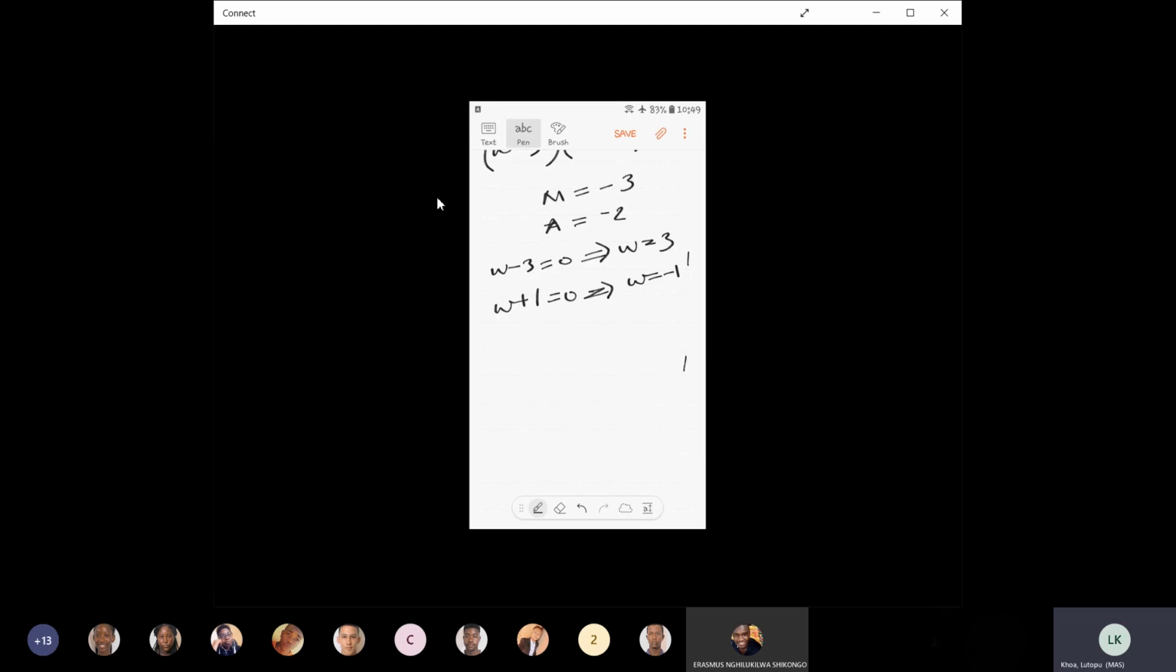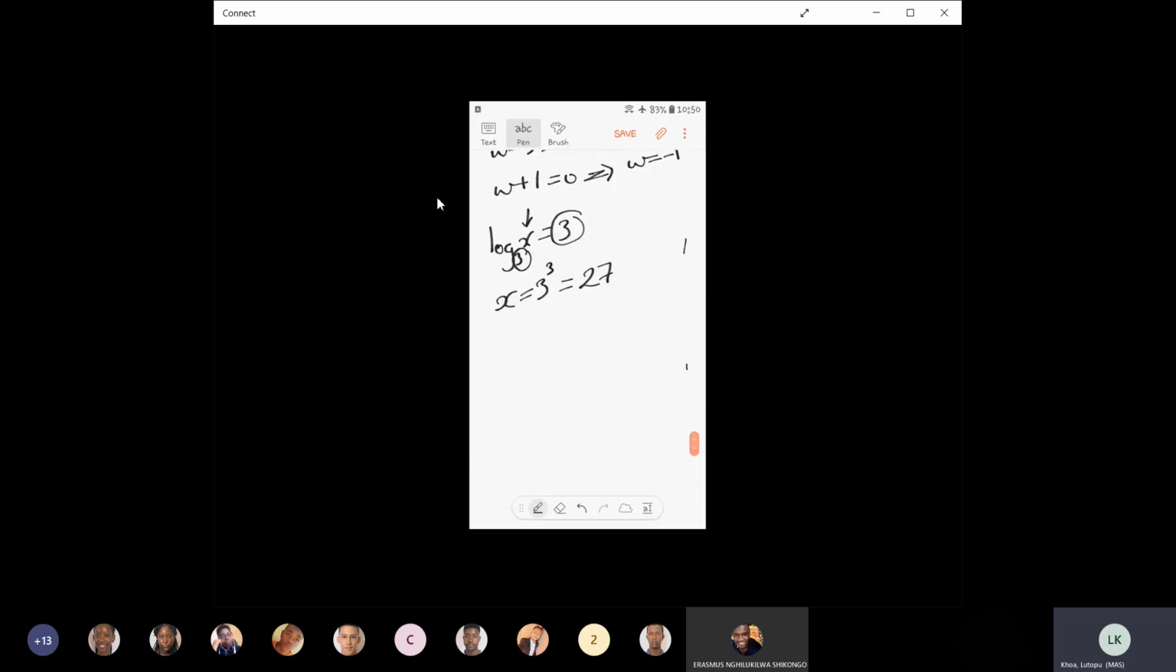So w, we said, is log base 3 of x. And the first w is 3. So this is 3. To solve this one, I write it in exponential form. It is base exponent is equal to the argument. So that means x is equal to 3 to the power of 3. And this is just 27.